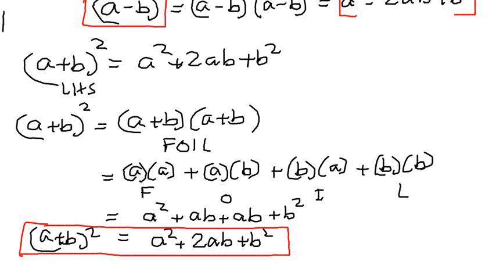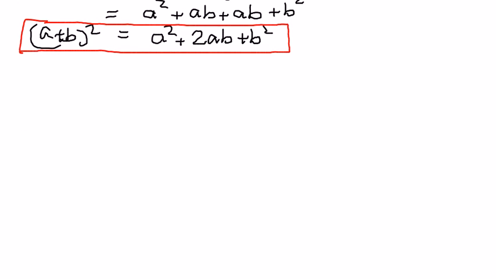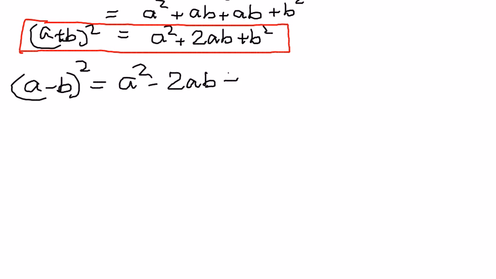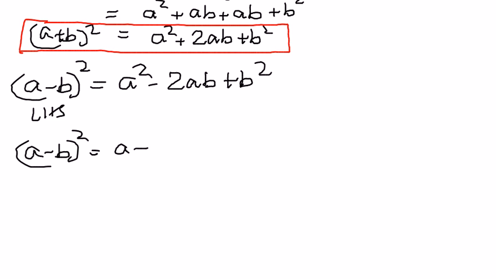Similarly, we can also show that A minus B, the whole squared, is going to be equal to A squared minus 2AB plus B squared. If we say this is the left hand side of the expression, we'll take the left hand side, expand it out, and see whether we get the trinomial on the right hand side. A minus B, the whole squared, I can write as A minus B times A minus B, like that.